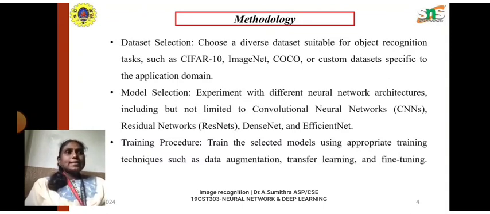Training a CNN for image recognition involves several key steps. First, a large labeled dataset of images is required for training. Common datasets include ImageNet, CIFAR-10, and MNIST. Next, the CNN architecture is defined, typically comprising multiple convolutional, pooling, and fully connected layers. The network is trained using backpropagation and gradient descent to minimize a loss function, such as categorical cross-entropy, by adjusting the network weights.